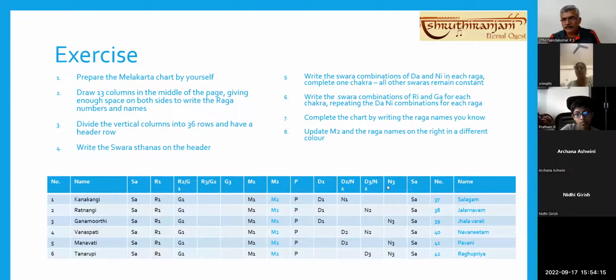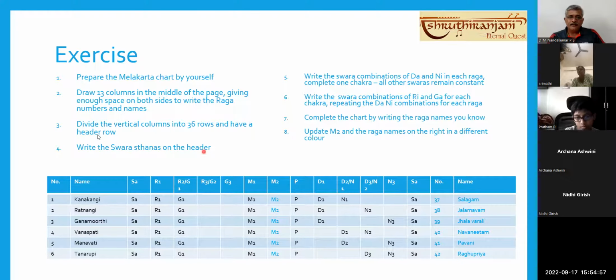From Sa to Sa. Okay, see, from here, from this Sa until this Sa, it is 13 columns. So this column can be narrow. So in the middle of the page, you will have 13 columns drawn, right, which is narrow. To the left, you leave 2 columns, right, for writing the Melakarta number and the name of the Melakarta. To the right, again, leave 2 columns for writing the Melakarta number and the name of the Melakarta.